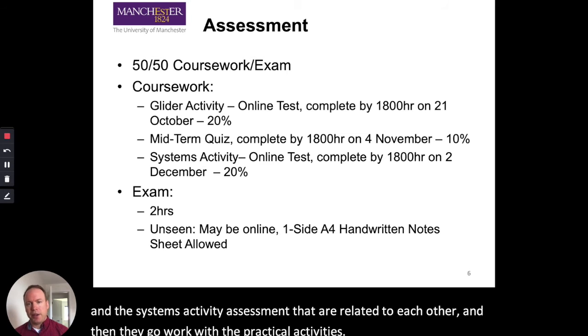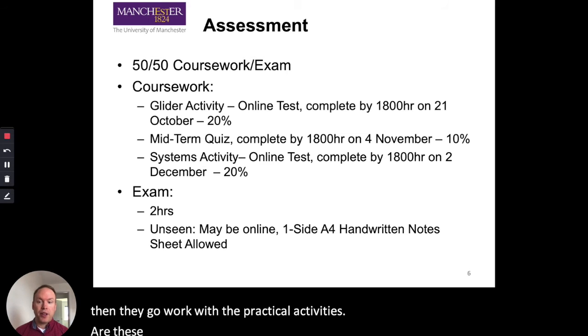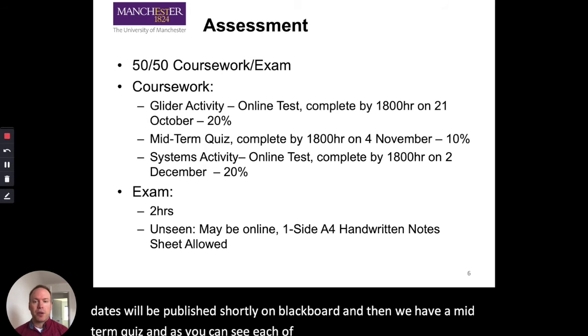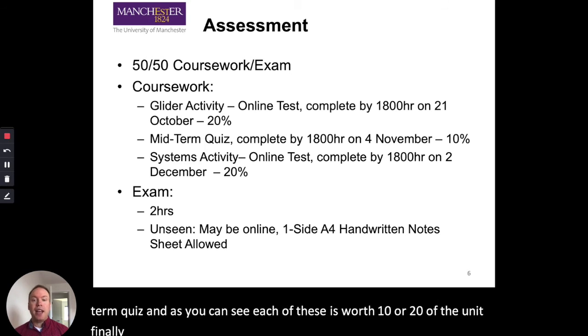And these are nominally the due dates. Don't worry about those. The official due dates will be published shortly on Blackboard. And then we have a midterm quiz. And as you can see, each of these is worth 10 or 20% of the unit. Finally, you have an exam. It's a 2-hour exam, and it's going to run online. We'll talk a little bit more about that.